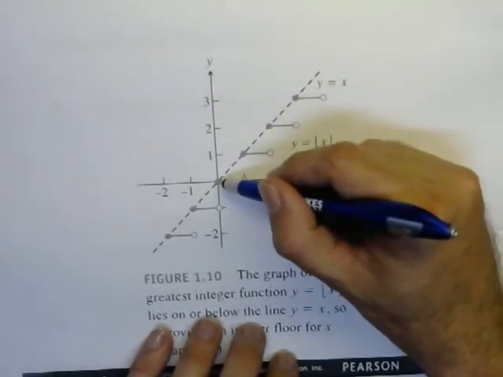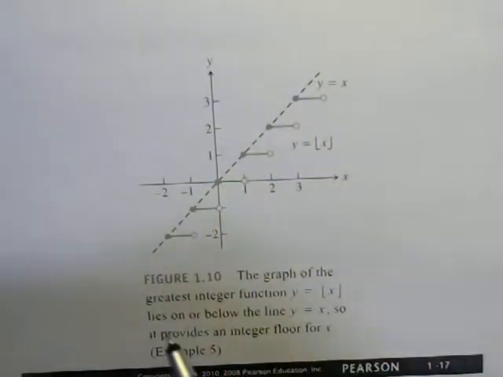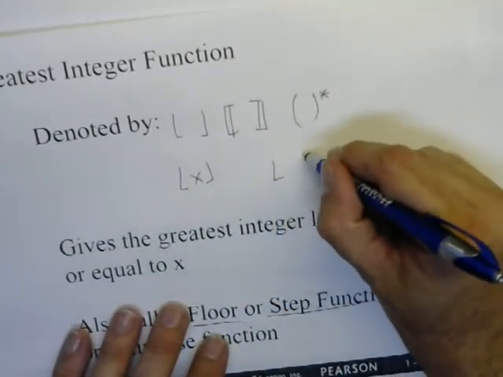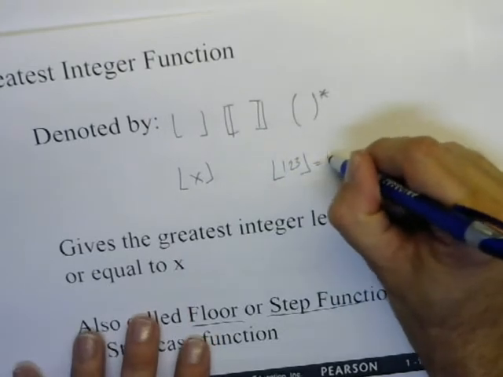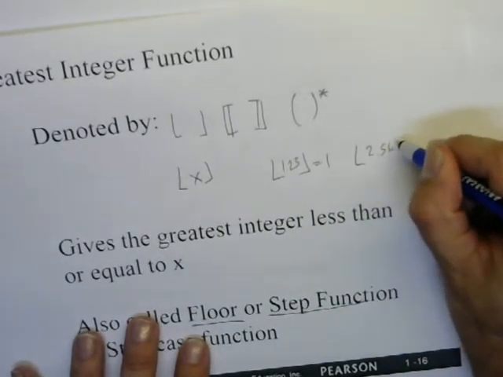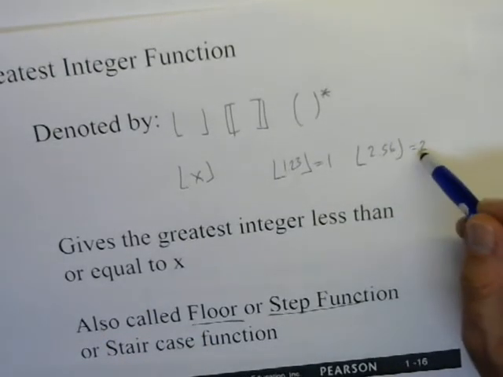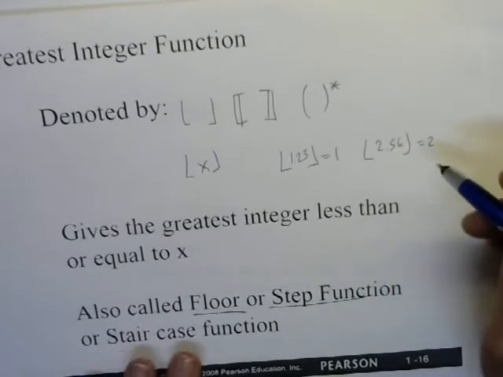Right? So the idea is any number between 0 and 1 gets assigned a height of 0. So positive numbers essentially just have the integer part stripped out. So if you have like 1.23, that gets assigned a value of 1, right? The greatest integer function of 2.56 is 2, right? Because 2 is the largest integer that is less than the number inside the brackets, right? Kind of a confusing name, but that's how it works.